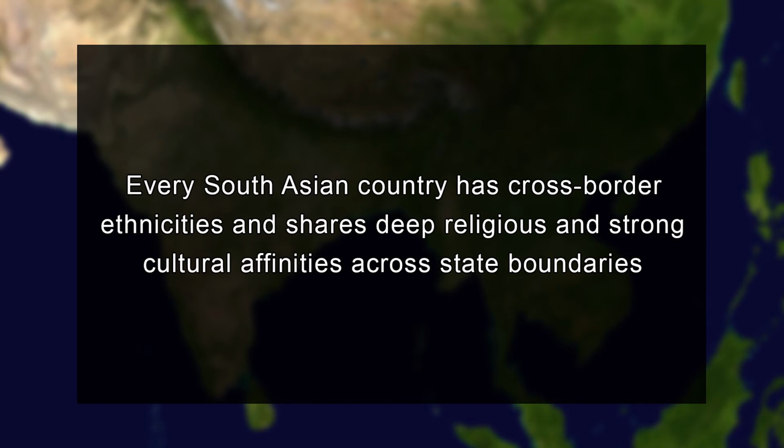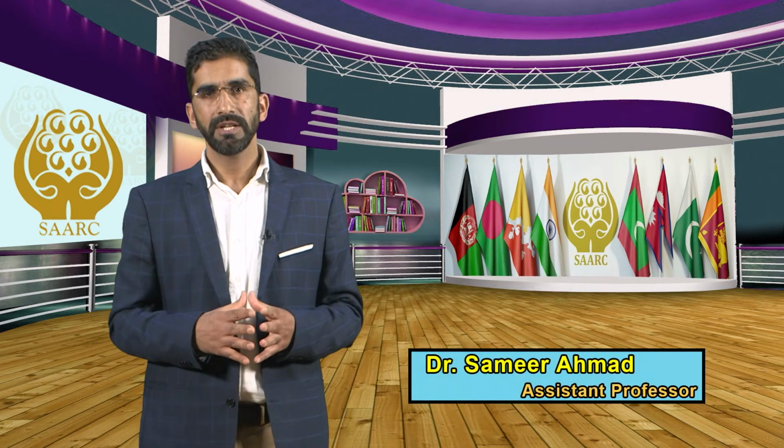The other geopolitical consequence of the regional geography is linked to faiths and open societies within the region. Every South Asian country has cross-border ethnicities and shares deep religious and strong cultural affinities across the state boundaries. The state boundaries are new and recently defined, yet the ethnicities, languages, religions, and cultures are ancient. There is a shared history of openness to each other within South Asia that is stronger than in many other regions of the world. The affinities far outweigh the political differences.